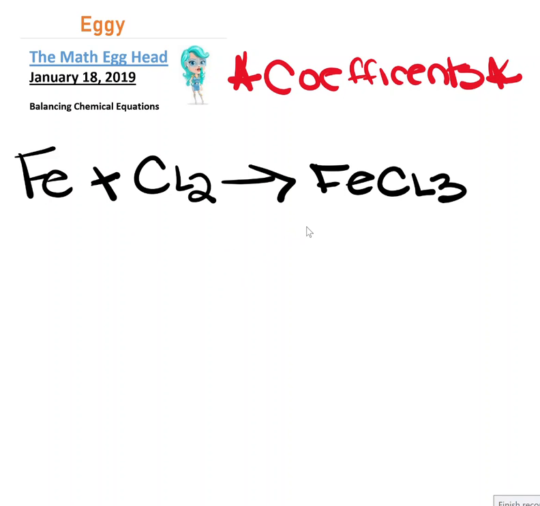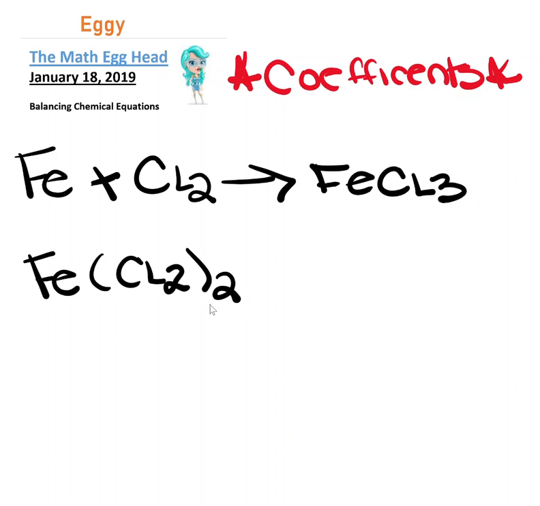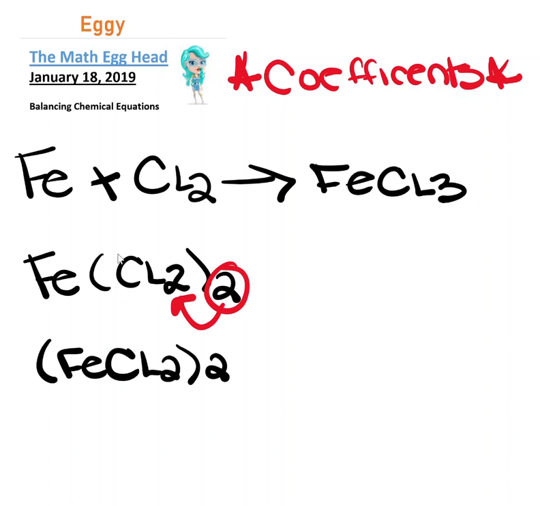I do want to also emphasize the difference between subscripts and coefficients. For example, let's say we had iron and then chlorine here, and then we had, again, chlorine here, iron. Do you guys notice the difference? Well, in this particular case, the subscript only affects chlorine because remember, you always have to be mindful of the parentheses. Here, the subscript affects the entire chemical reaction.